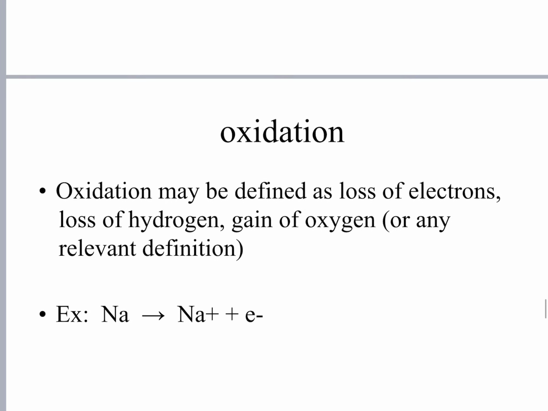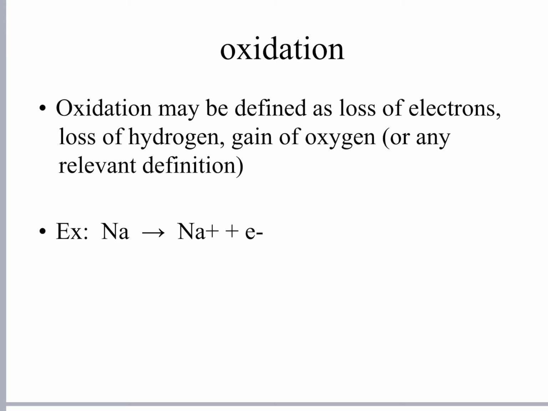First, let us go for oxidation. Oxidation may be defined as loss of electrons. In addition to that, you can also say loss of hydrogen, gain of oxygen. In a broader sense, you can define oxidation as loss of electropositive element and gain of electronegative element. In your syllabus, you have only the electronic concept, that is, loss of electrons.